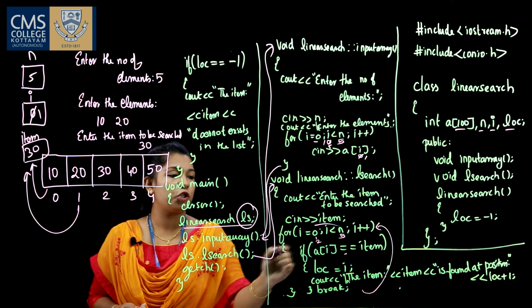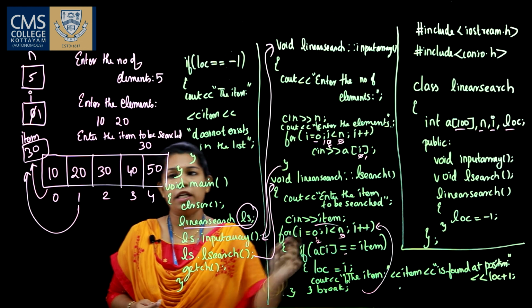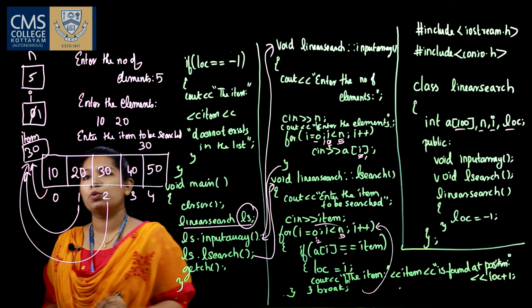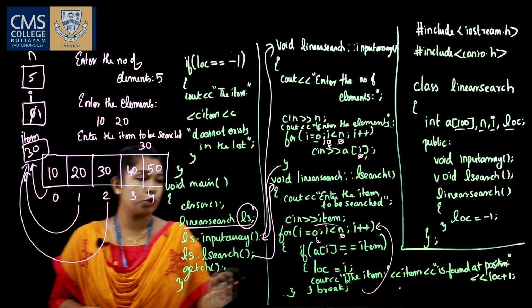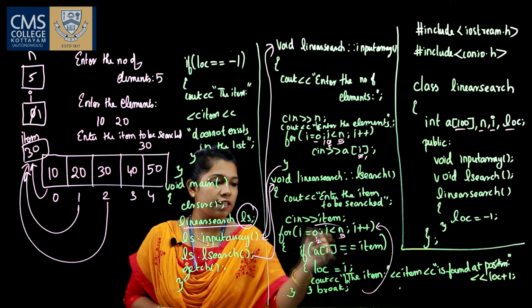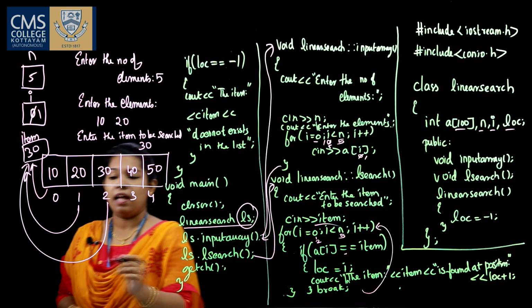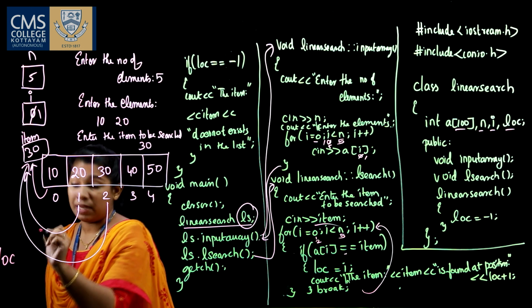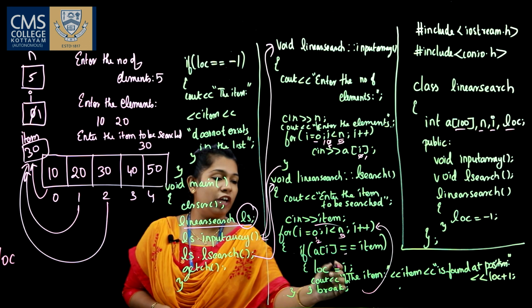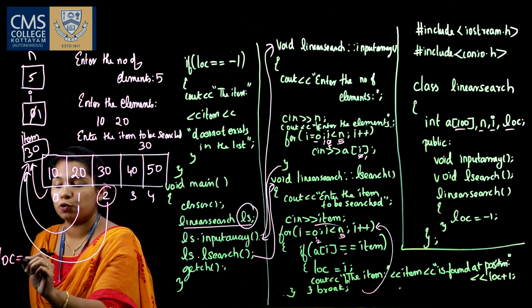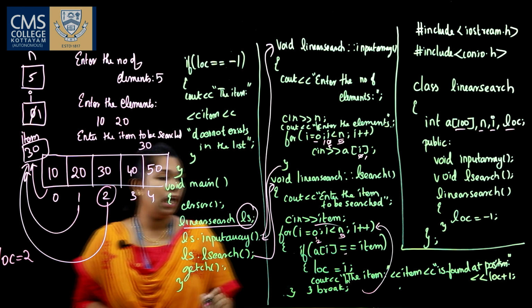Inside the for loop I will check A of 2 double equal to item. What is A of 2? 30. 30 double equal to 30, it is true. So the if condition becomes true, and it comes inside the if branch. Inside the if branch I am assigning the location variable LOC to I. What is variable I? I has the value 2, so that is assigned to my variable LOC.